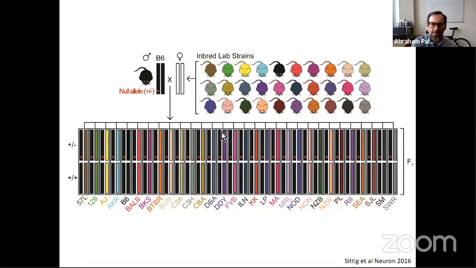And those F1s, therefore, are genetically identical to one another, except that half of them will get the mutant allele and half will get the wild type allele. And that means we can compare the difference in behaviors or other traits between these mutant animals and the wild type animals, working only with littermates, with animals that are genetically identical to one another, except for the presence or absence of the mutation.